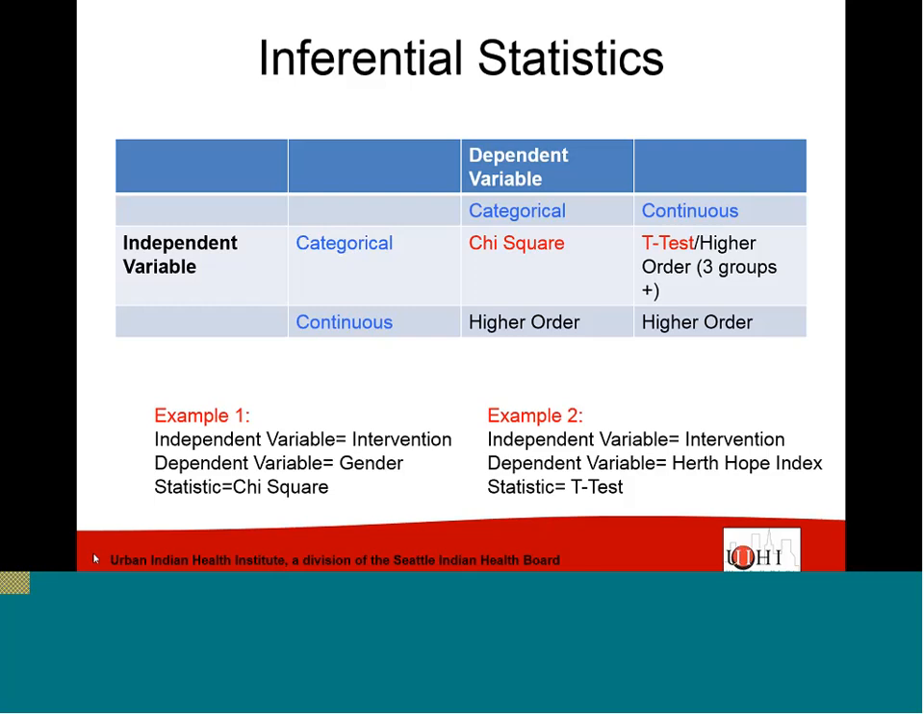So chi-squares and t-tests are probably the most common inferential statistics that are used in local evaluation, and particularly for programs that don't have complicated models or designs and that aren't involved in some type of research project. Next slide.